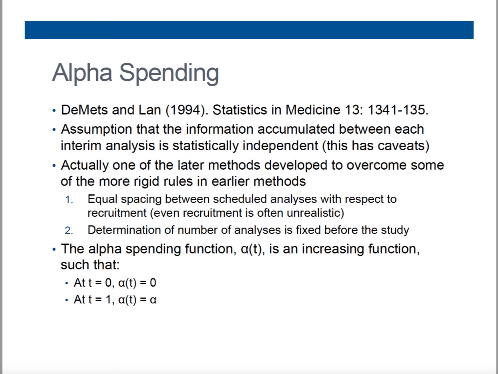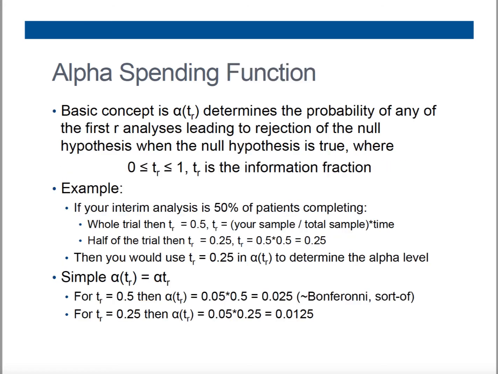Lan-DeMets actually looks at alpha as a function, such that at time 0, you've spent 0 alpha, and at time 1, the final time, you have spent all of your alpha. The basic concept is that the function at your specified time point, which is your information fraction, how much of your sample size have you collected, where are you, what is the time that you've hit, will actually be used to determine what your alpha level is for that test.